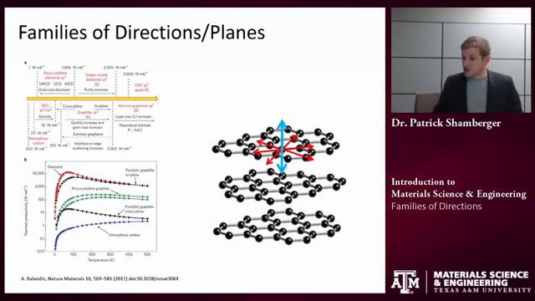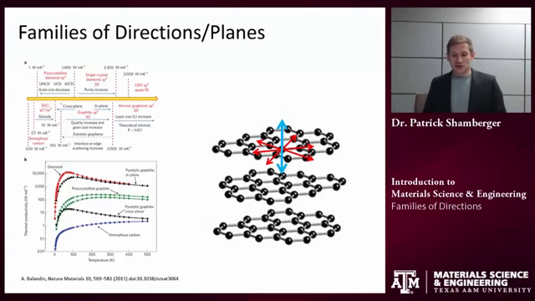Now, why do we care about them? It turns out that the physical properties of materials, of single crystals, the symmetry of those properties is dependent on the symmetry of the lattice. And so there might be a set of directions where I can measure identical properties, and that's because the lattice is symmetric in that direction.